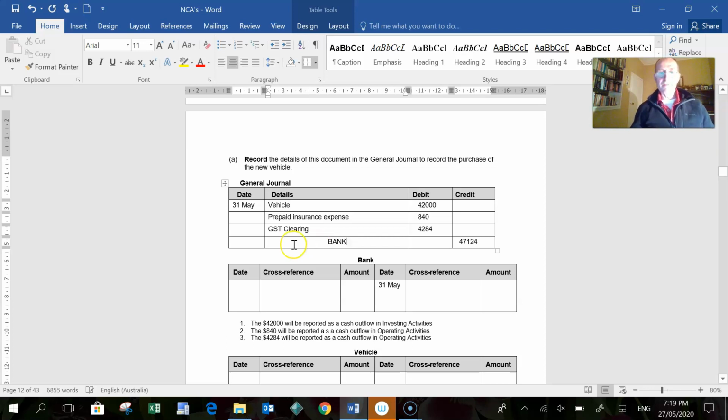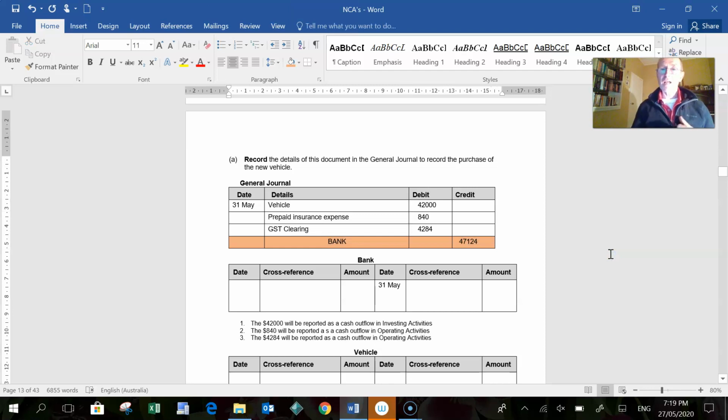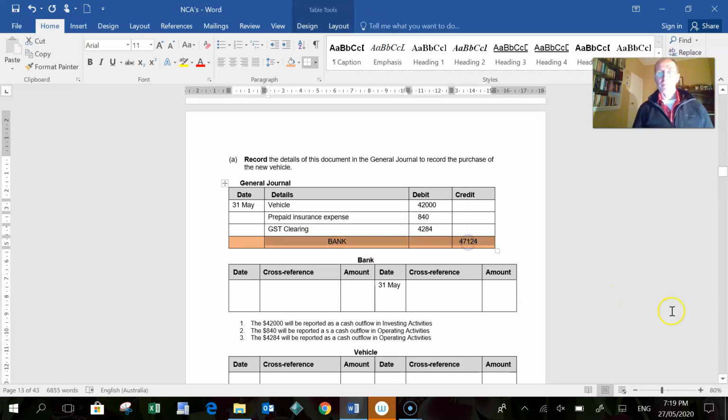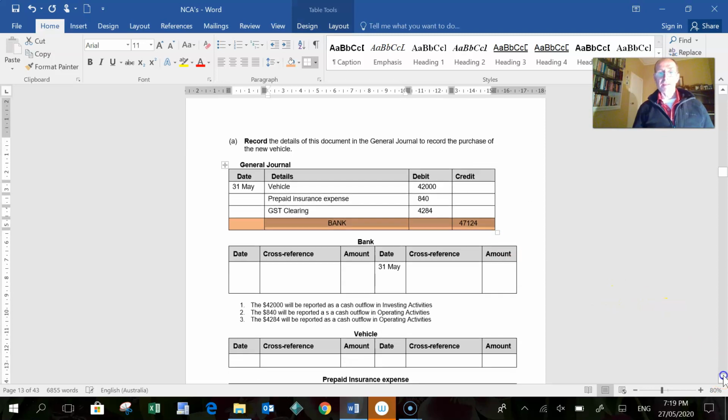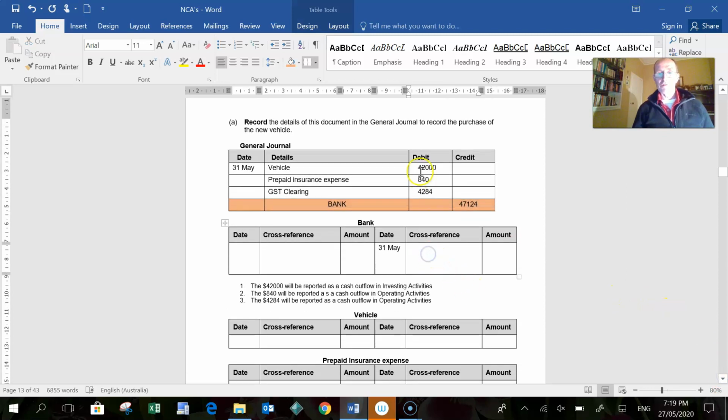So 47,124, and this entry will always be bank. We are never going to accounts payable, so don't get thrown. Don't look at it and think, oh, that's an invoice. It's not an invoice. It's a tax invoice. It's actually a cash payment. So the bank account is what's going to be getting credited in every case in this particular topic. The bank account is going to be made up of those three things.